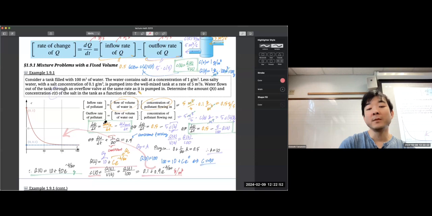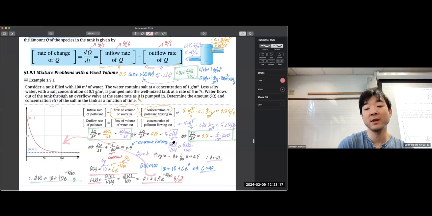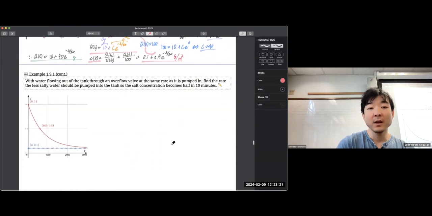And the inflow for this one was just fixed. Just pumping in at some rate at some concentration the whole time. But the outflow is a little harder because the actual concentration that's going out is your unknown. You don't know what that concentration is. That's why I left it as C of t, which is equal to Q of t over V of t, and Q of t is one of the things we want to find.